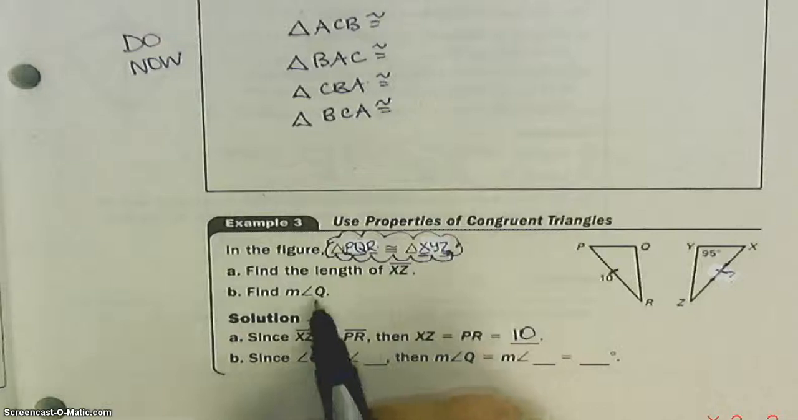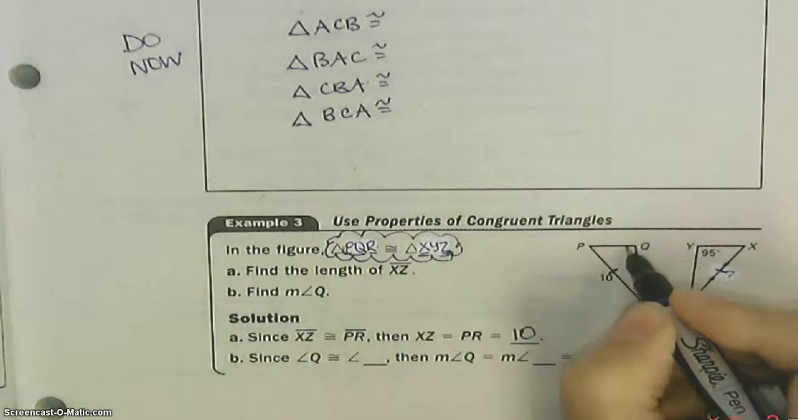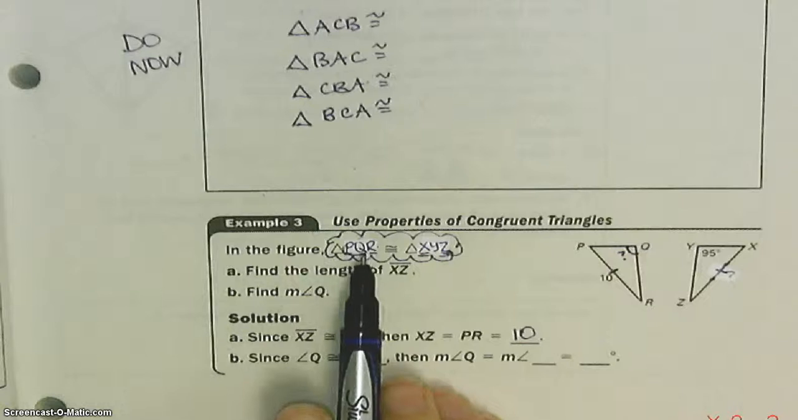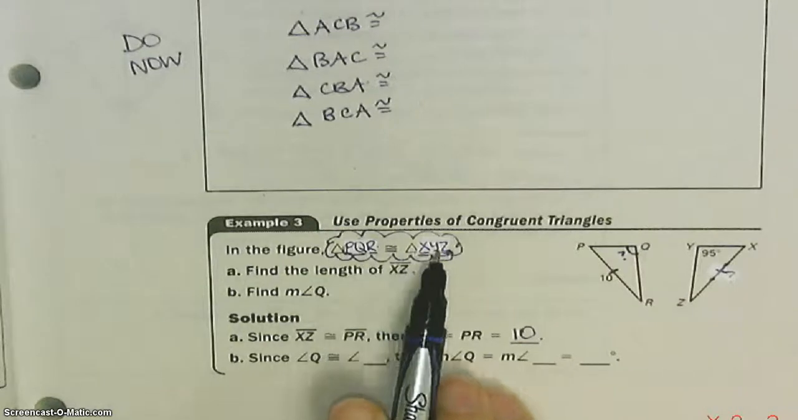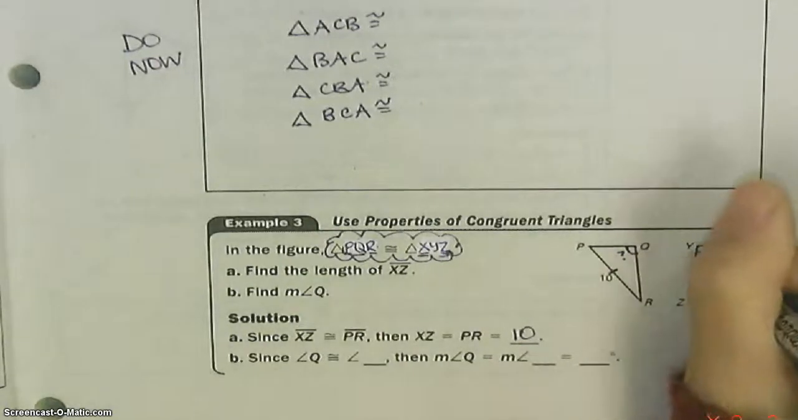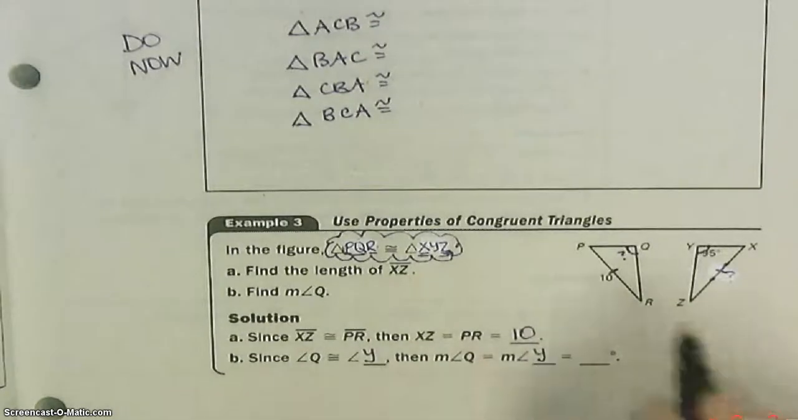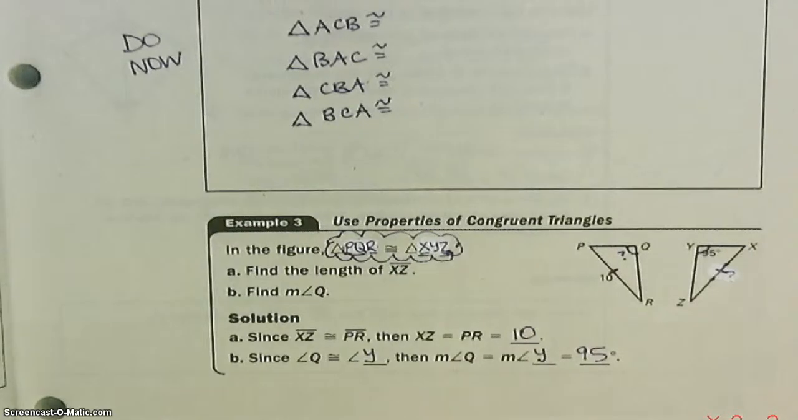All right, find angle Q. Well, here's angle Q. And angle Q is corresponding with Y. So I'll put an arc in Y. So that means Q and Y are the same, they're corresponding, and Y is 95, which makes Q 95.